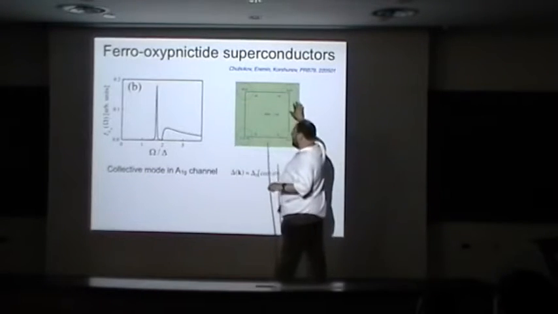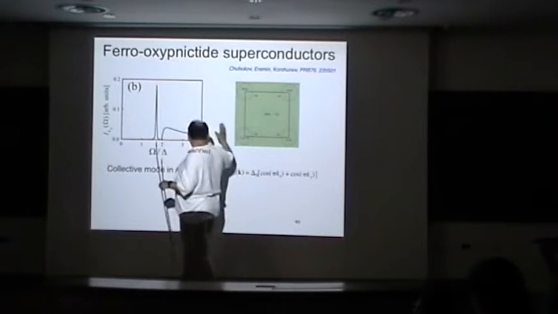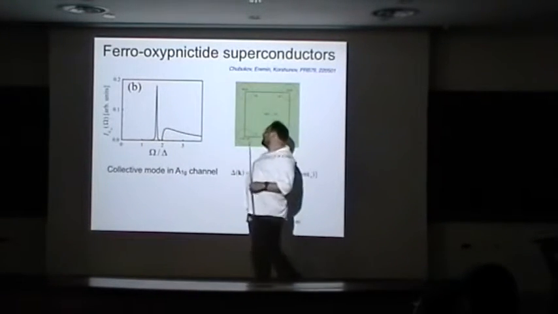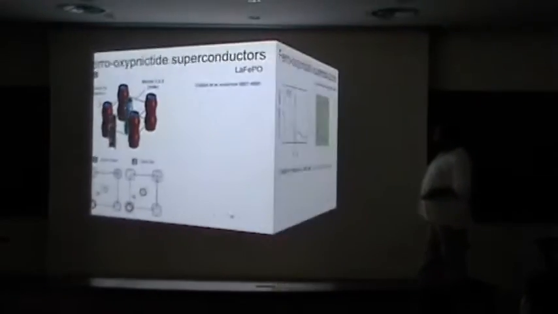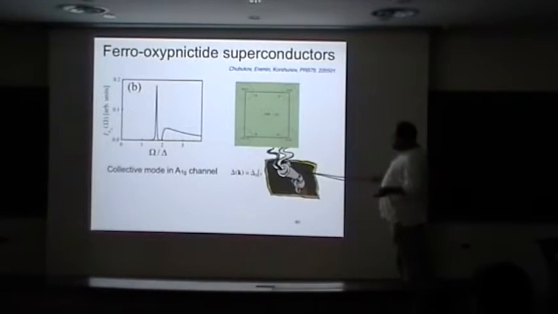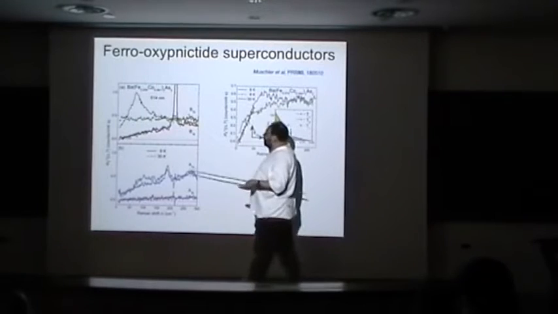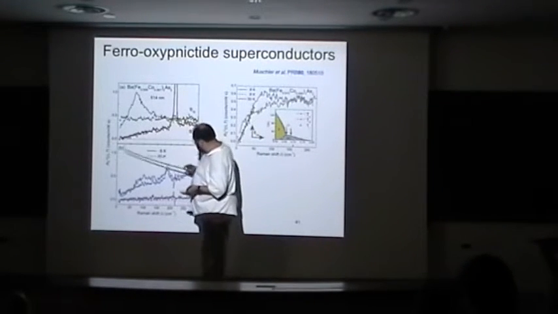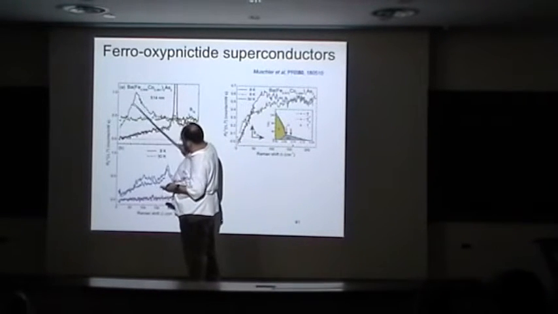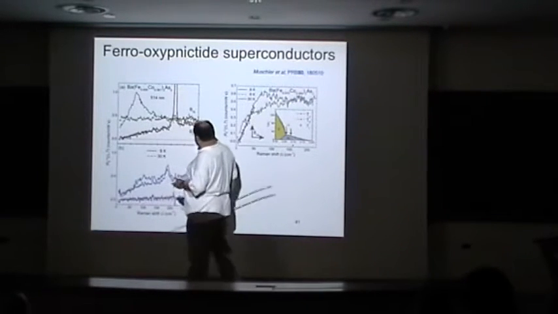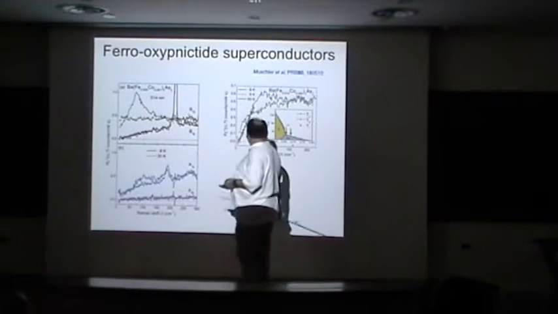If it's S plus, this mode gets pushed into the continuum, we don't see it. If it's S plus minus, it's a phase sensitive experiment. The collective mode should be below. Unfortunately, I think the data is not as good yet to tell us that. On top of that, we see features similar to pnictides, where this is a pair signature on the node, and we don't really see much signal in A1g channels. In this data, there's no collective mode there.